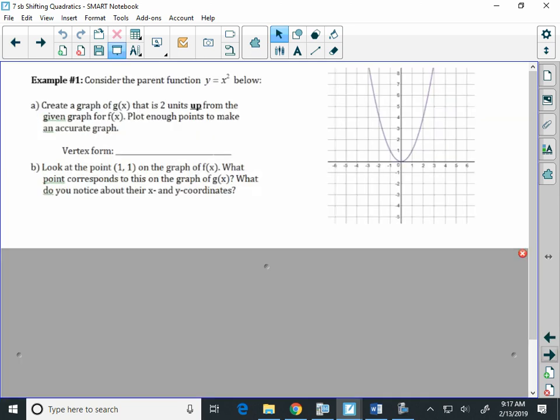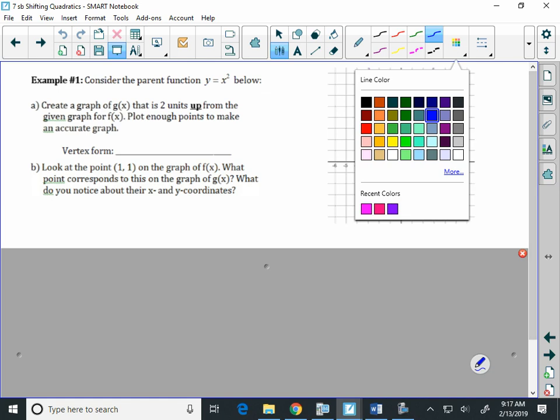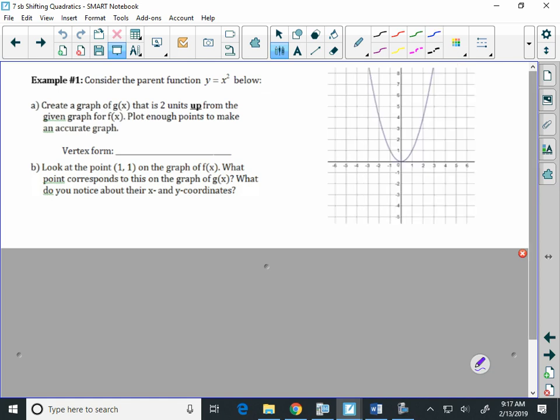If we look at our first picture here, it says consider the function y equals x squared. We want to create a graph of this function that's 2 units up. So before we do that, let's just put a couple points on this graph. For instance, our vertex right there is at (0, 0). And we have a point of (1, 1). We also have a point of (2, 4). We have a point of (-1, 1), and (-2, 4).